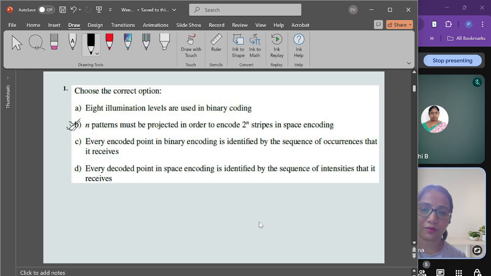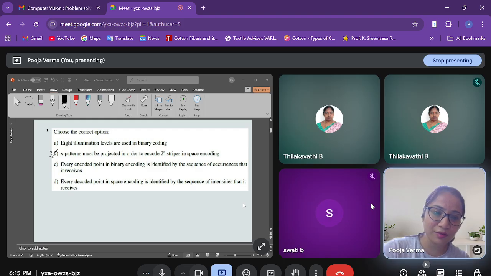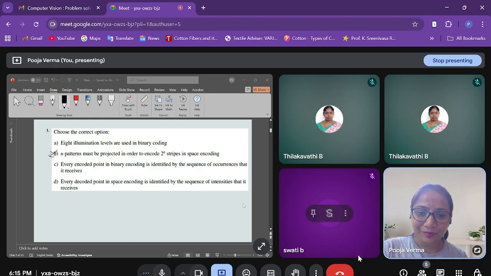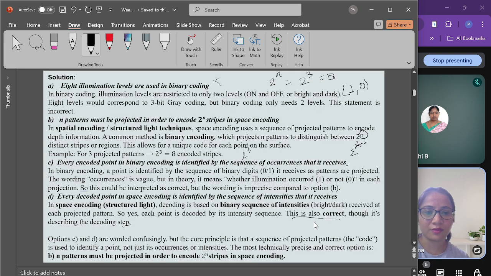Okay, ma'am. But I think there are some flaws in the theory-based questions, and because of this we are losing marks in the external exams. Yes, exactly what you are saying. The fourth one, D, is also a correct one. That's why in the solution I have written that this is also correct. But if you go by the most technically precise, then option B is the only one.